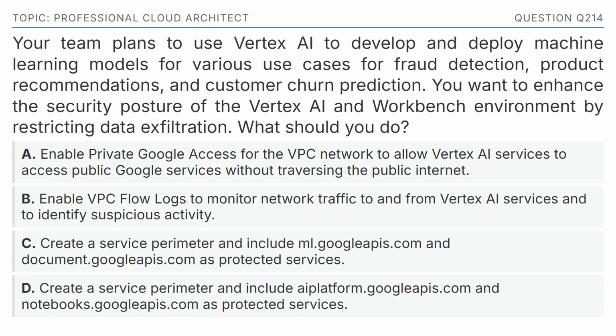Option B, enable VPC flow logs to monitor network traffic to and from Vertex AI services and to identify suspicious activity. Option C, create a service perimeter and include ml.googleapis.com and document.googleapis.com as protected services. Option D, create a service perimeter and include aiplatform.googleapis.com and notebooks.googleapis.com as protected services.